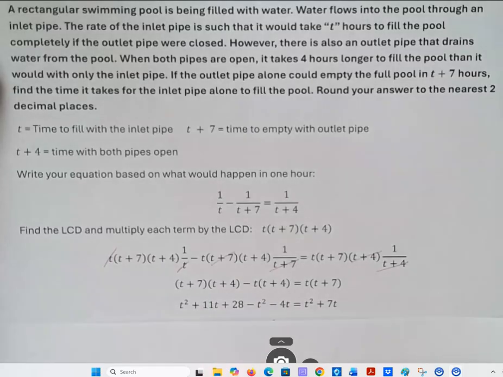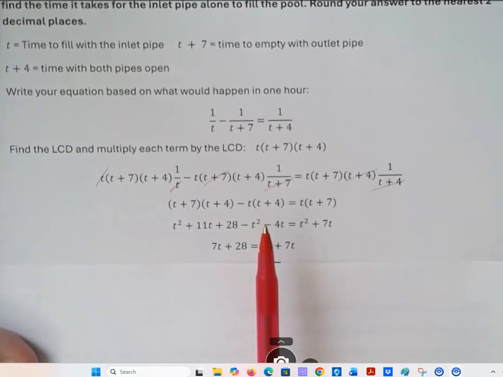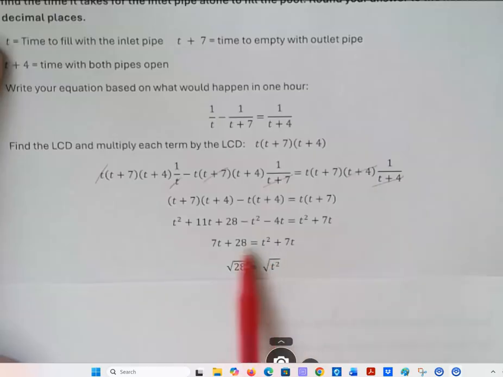That's going to be T squared plus 11T plus 28. You're going to distribute this minus, T squared minus 4T, and distribute this to get T squared plus 7T. We're going to start cleaning this up, adding together what we can, combining things. You can see that T squared minus T squared is going to cancel. 11T minus 4T is going to be 7T, leaving us with 7T plus 28 and T squared plus 7T. I'll move that up for you. And so if you subtract 7T from both sides, those just go away, and we get T squared equals 28.